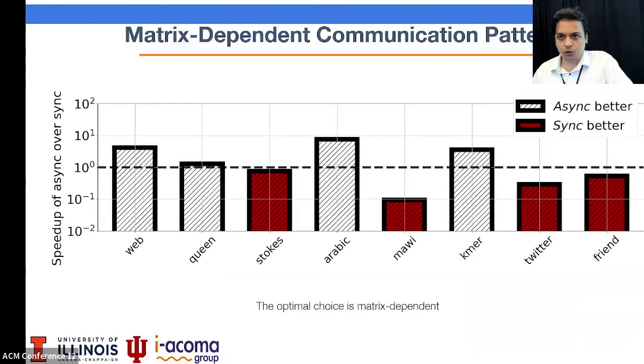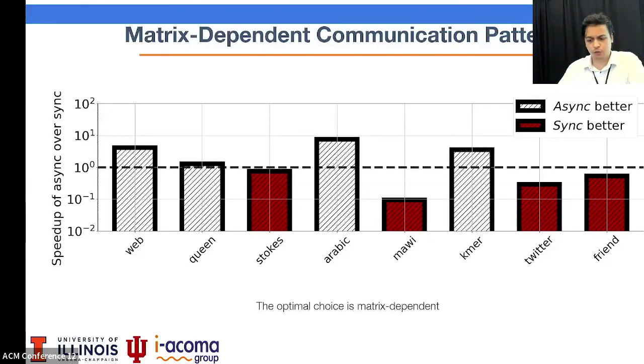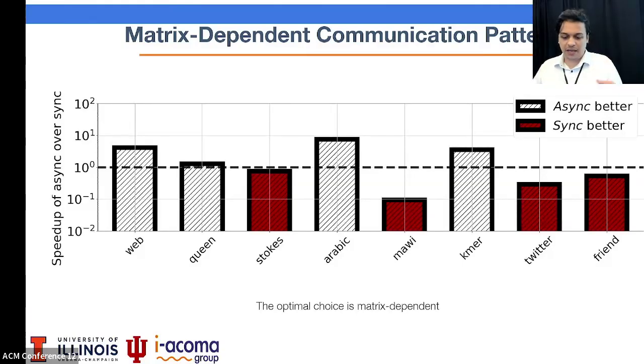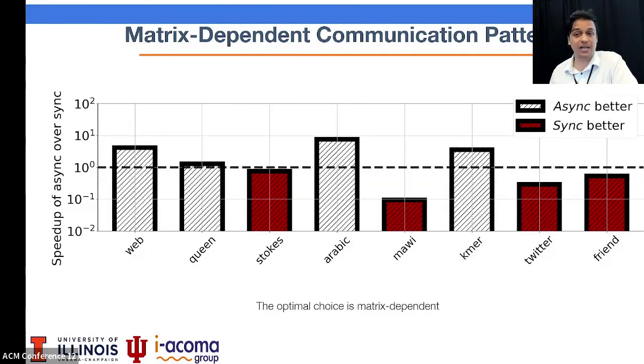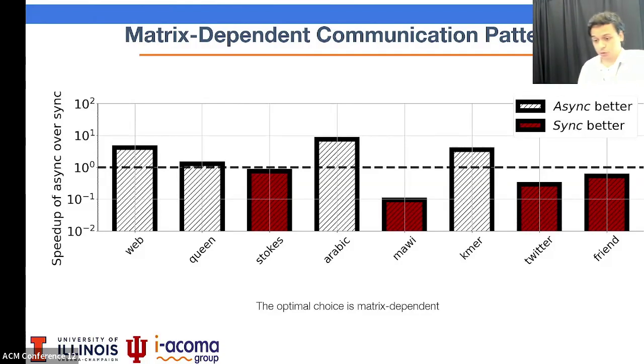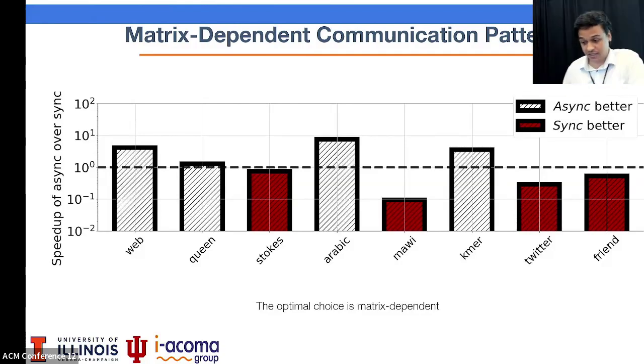We profile the performance of the two different communication patterns for a set of 8 matrices from the popular sparse matrix collection, and we observe that for each matrix, the communication pattern that performs the best depends on the specific matrix. In white, we can see instances where asynchronous performs better, and in red, we can see instances where synchronous performs better. This means that the optimal choice is matrix dependent, and this happens because the drawbacks of different methods are more significant for different matrices.